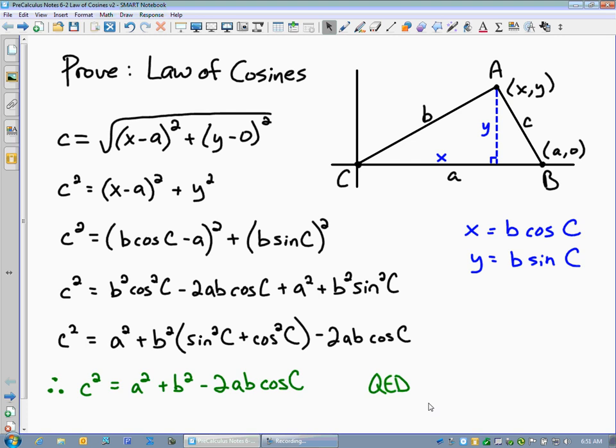Now, if we look at when to use the law of cosines. Let's start with those properties.